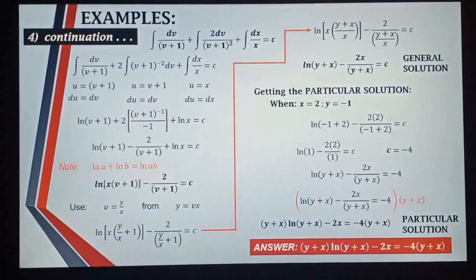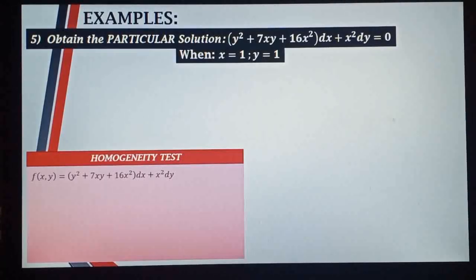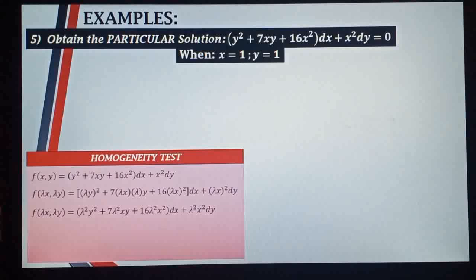So now let's go to our last problem, which is example number 5. Now you have to obtain the particular solution of the given y squared plus 7xy plus 16x squared dx plus x squared dy equals 0, wherein the value of x is 1, the value of y is 1. So performing the homogeneity test, you have the equation given, then papalitan natin si lambda x and lambda y. Then you will notice that all terms has lambda squared.